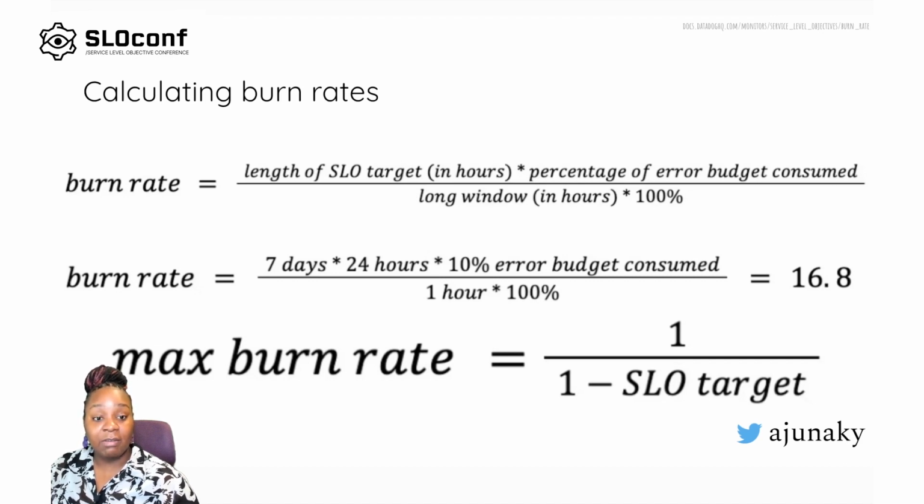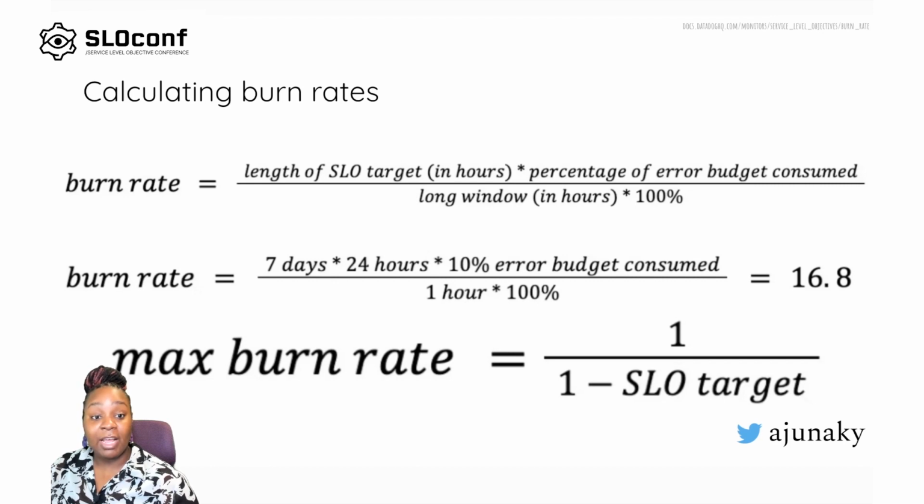Something to be cautious of is to know what the maximum burn rate is for your different SLO targets. We don't want to set an alert on a burn rate that will never trigger because it's higher than our maximum burn rate. To know what your maximum burn rate is, we use 1 over 1 minus the SLO target. So if you have a target of 99%, we do 1 minus 99%, and 1 over that. So that'll give us an actual maximum burn rate of 100.